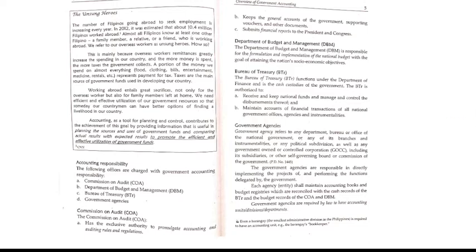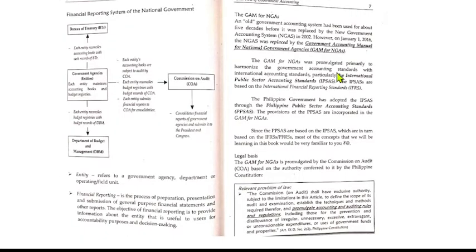Normally, they tag Commission on Audit as the fault finder, but as the fault finder kasi hinahanapan niya yung mali yung mga financial reports mo, financial transactions mo. But it should not be that way.